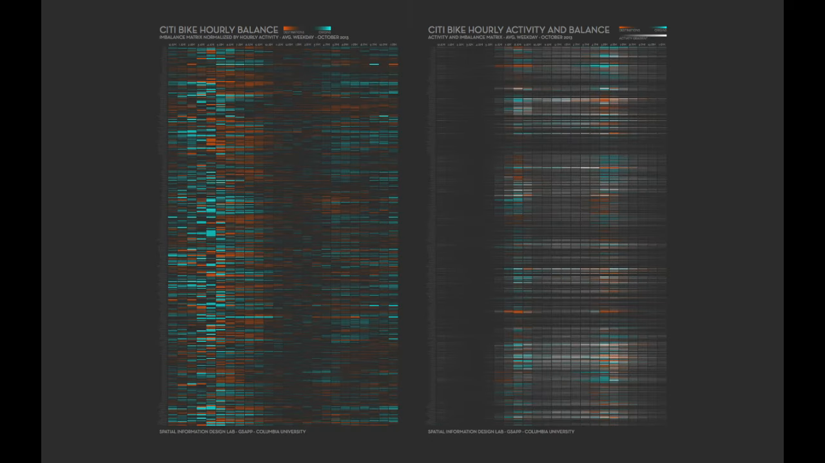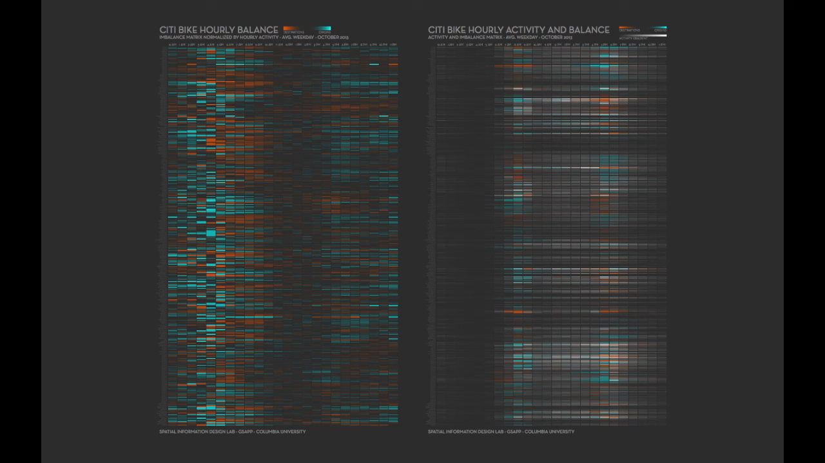What's interesting about this visualization is that you can see the peak hours. You can see the two bright imbalance bands between 5 a.m. and 10 a.m. and between 3 p.m. and 8 p.m. And you can see how some stations start becoming imbalanced before others, how some of them stay pretty well balanced.